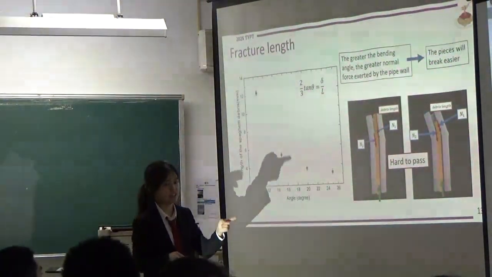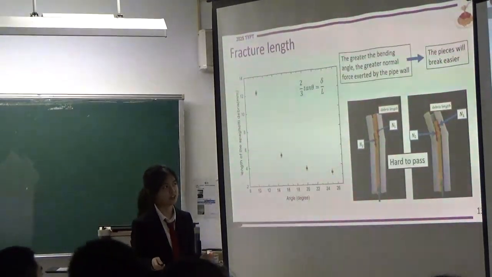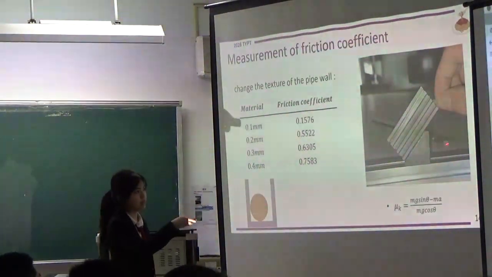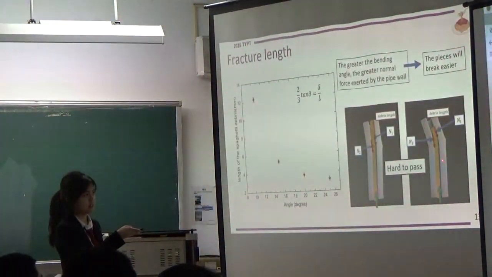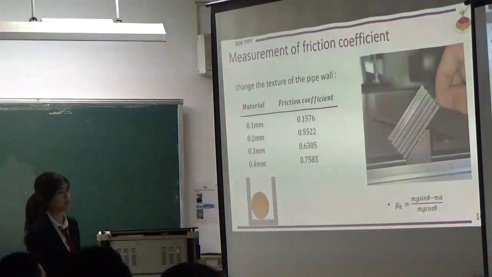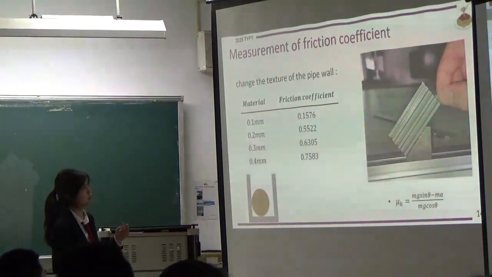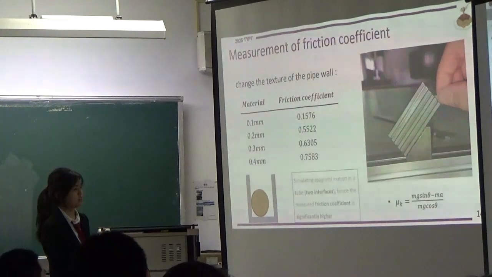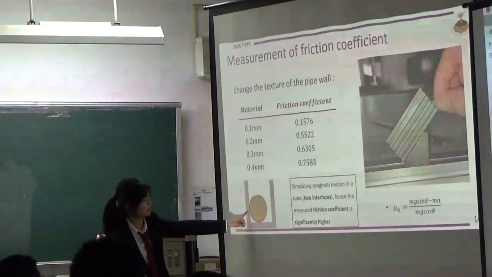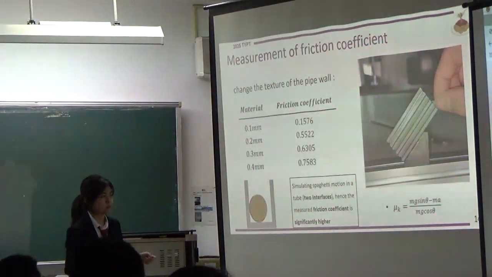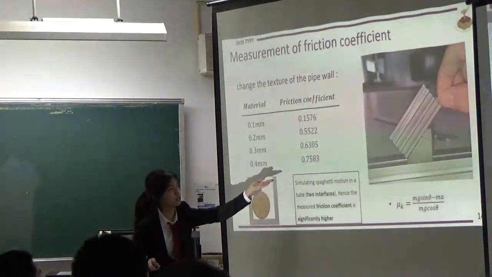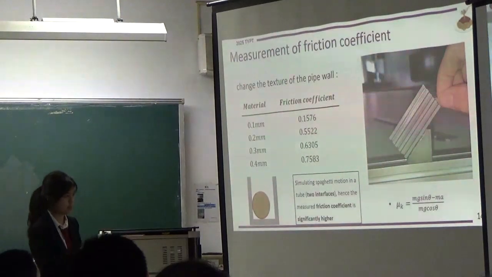And the pieces will break easier, but the easier here means the distance between the bending place and where it breaks. And then it's the measurement of friction coefficient. So we measure the friction coefficient by simulating the spaghetti's motion in a tube with two interfaces, which is here and here. Hence, the measured friction coefficient is significantly higher. So that's why the friction coefficient is so high in some conditions.